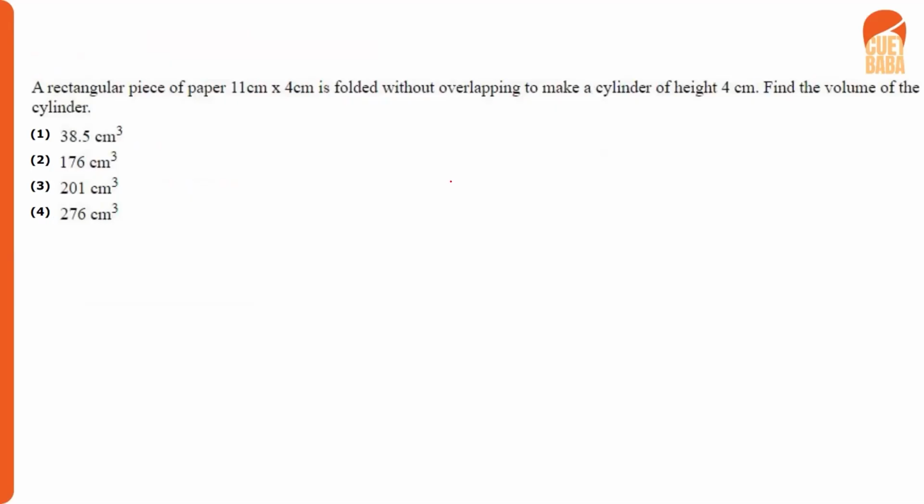A rectangular piece of paper 11 centimeter into 4 centimeter is folded without overlapping to make a cylinder of height 4 centimeter. Find the volume of the cylinder. So in this question, if you look at it, all the dimensions have been given to you. 11 into 4, this would also be its height, and that is how you can find the radius. You can apply the formula of volume of cylinder. So the answer would be 38.5.